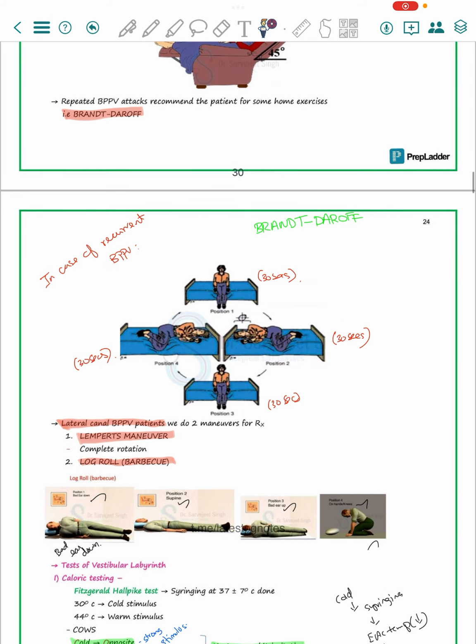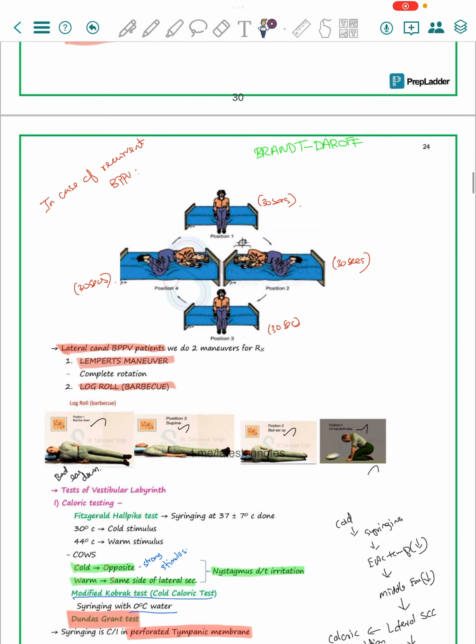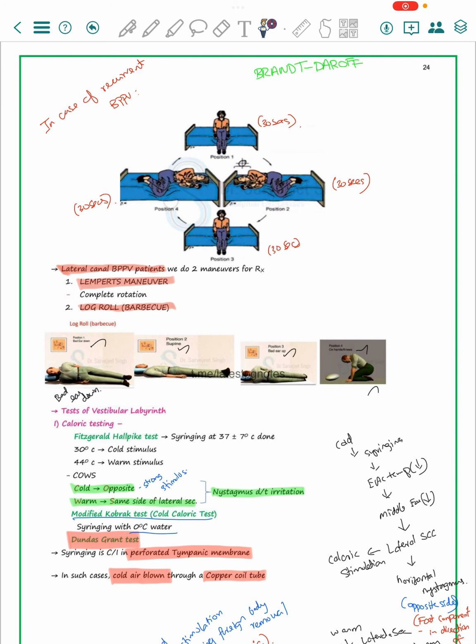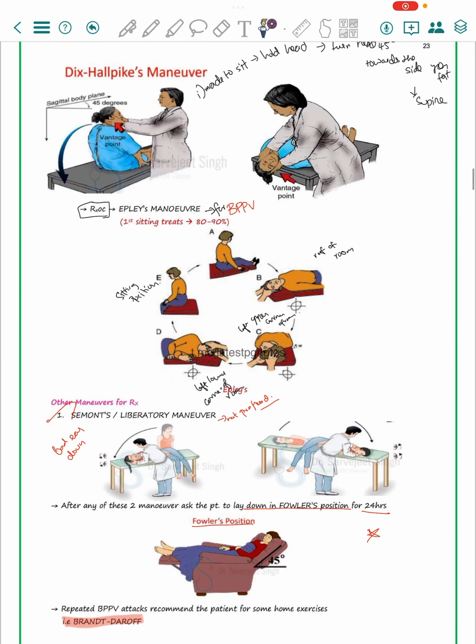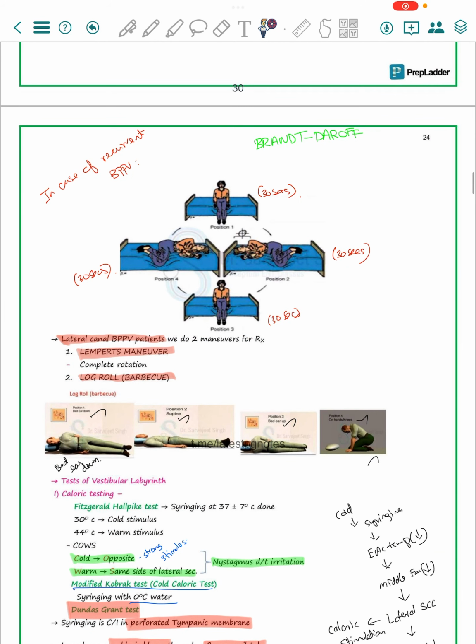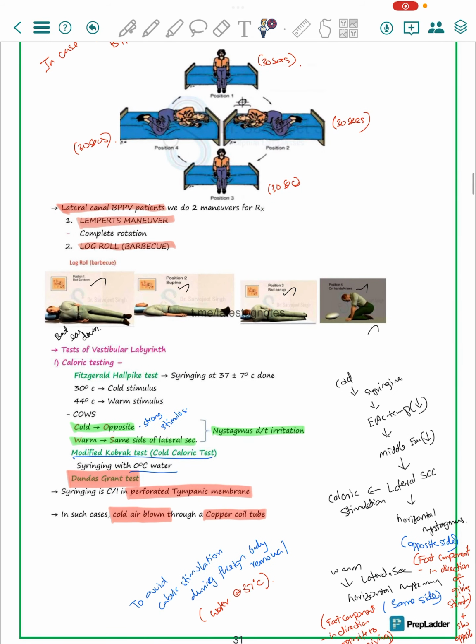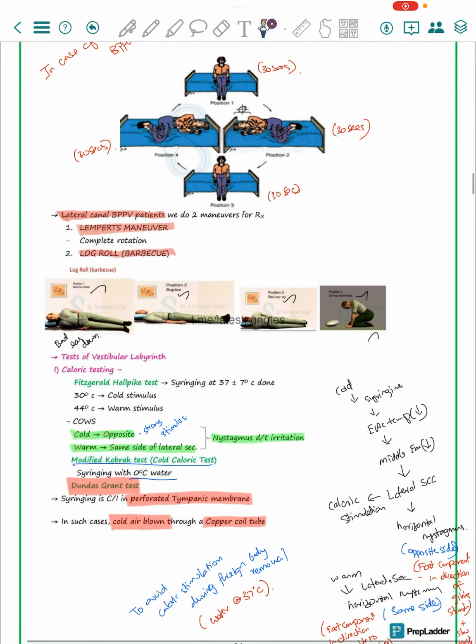Like you need to sit for 30 seconds. Then on the left side in the bed, then the sitting position again for 30 seconds, then on the right side of the bed. This is especially for the posterior canal. If we come to lateral canal BPPV, we can do two maneuvers for treatment, like the Lempert's maneuver, log roll, or barbecue maneuver. See, this is the barbecue maneuver. The person is totally lying down on the left side, then straight, then the opposite side, then on hands and knees.